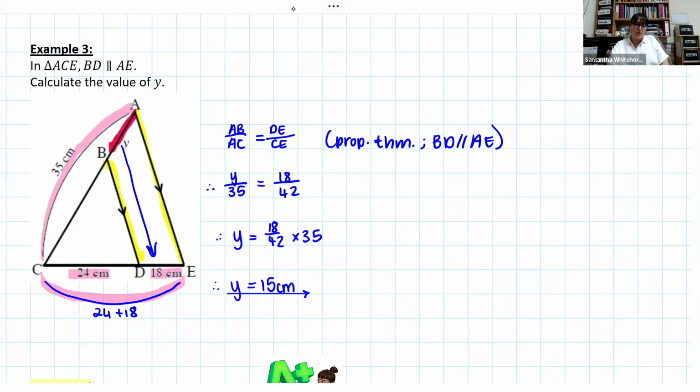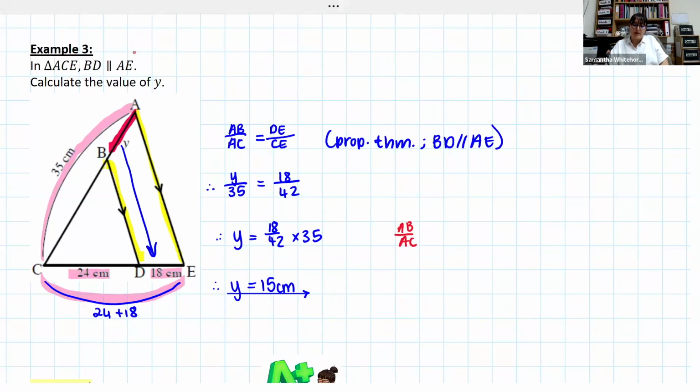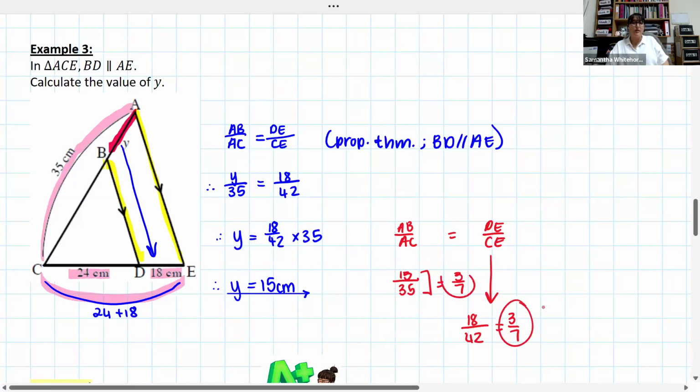So we decided that our ratio would be AB over AC is equal to DE over CE. So AB, we've just worked out to be 15 over AC, which is 35. That ratio simplifies to 3 over 7. DE to CE, so DE is 18, CE is 42. Those can both be divided by 6, giving us 3 over 7. 3 over 7 is equal to 3 over 7. They're in proportion with each other. And so the answer we've gotten is correct.